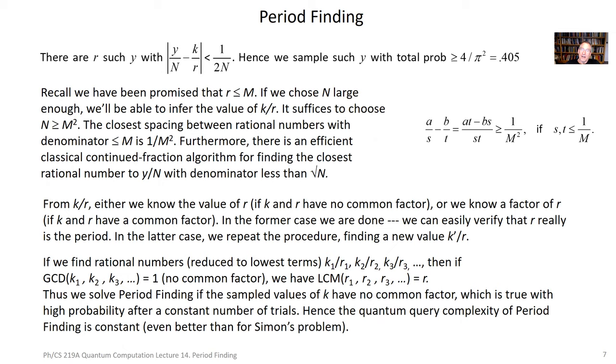We can query the function twice with x and x plus r and see that we get the same output. It might be, though, that our randomly sampled value of k shares a common factor with r. And then the rational number that we learn is some k1 over r1, say, where we divided out that common factor. And then the denominator is not r, but it is a factor of r, okay? Because we divided out something from numerator and denominator to get k1 over r1. So that r1 is going to be a factor of r. It's something that divides r.